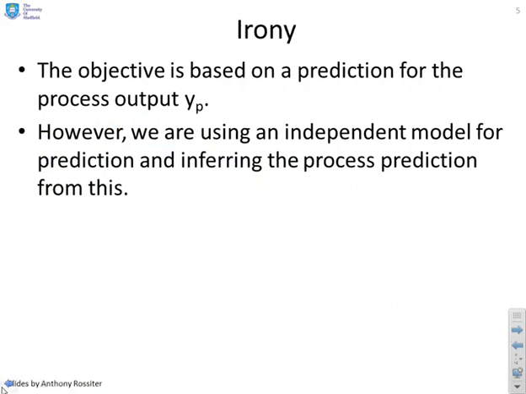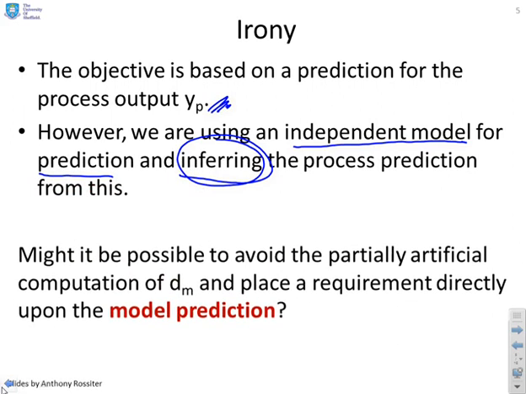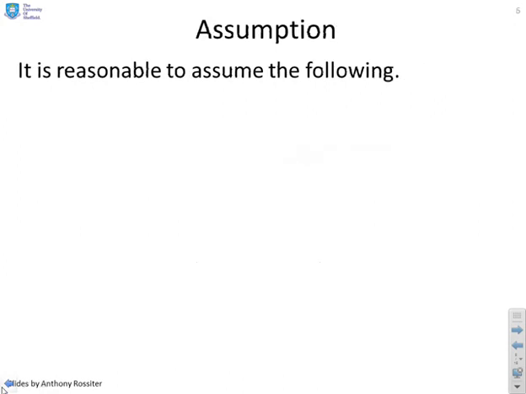Now there's an irony here. The objective is based on a prediction for the process output YP. However, we're using an independent model for prediction, and then here's the key thing, we're inferring the process prediction from this. So we're not calculating the process prediction directly. Rather, what we're doing is calculating the model prediction and then using the bias term to infer the process prediction. So the question is, might it be possible to avoid the partially artificial computation of this bias term and place a requirement directly on the model prediction? This might be useful insight and it might save a bit of algebra.